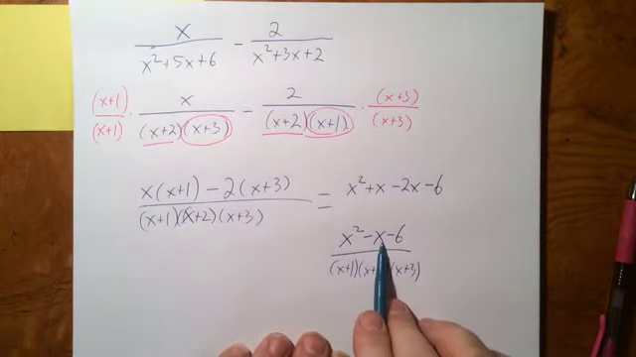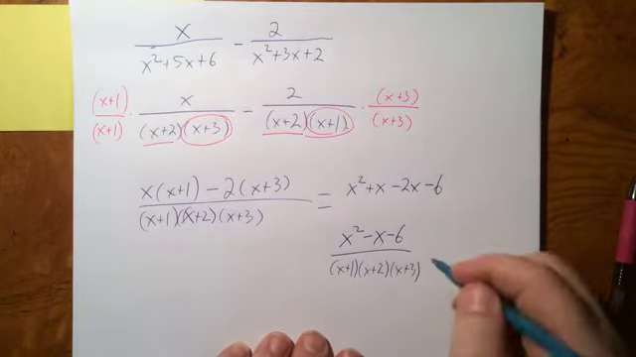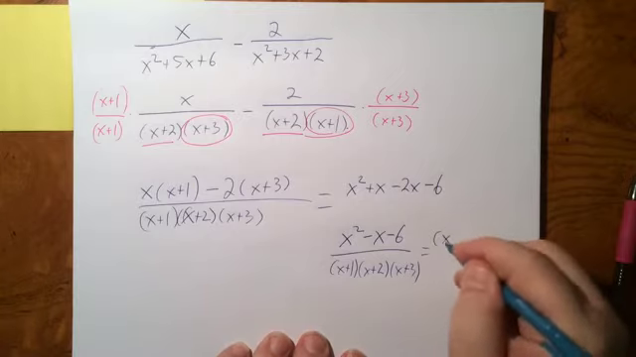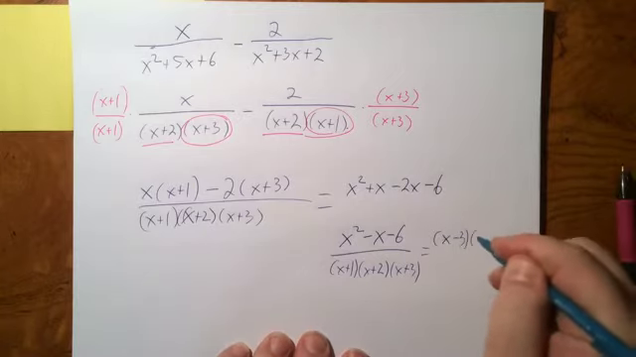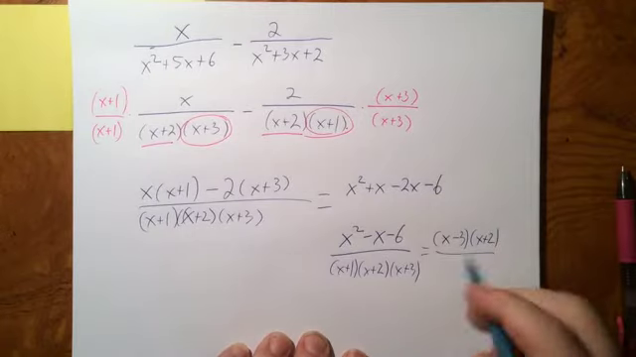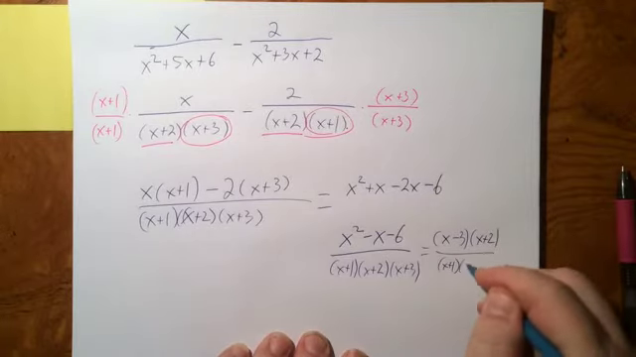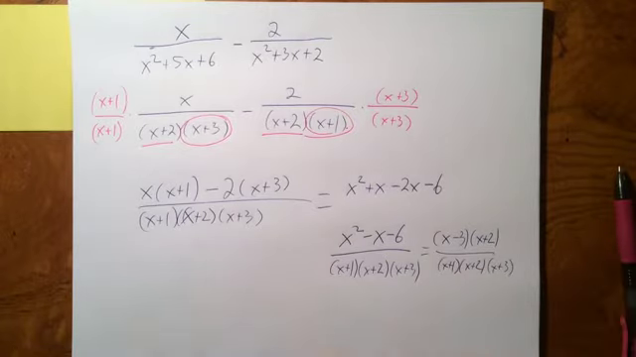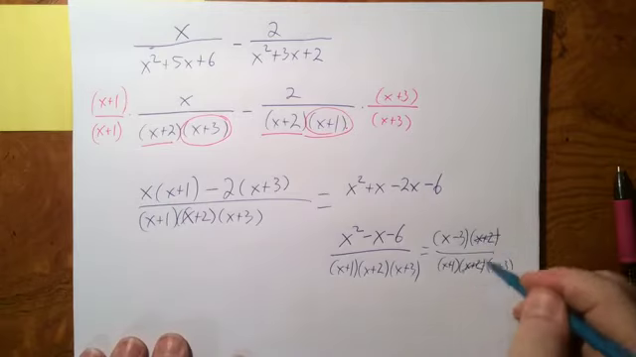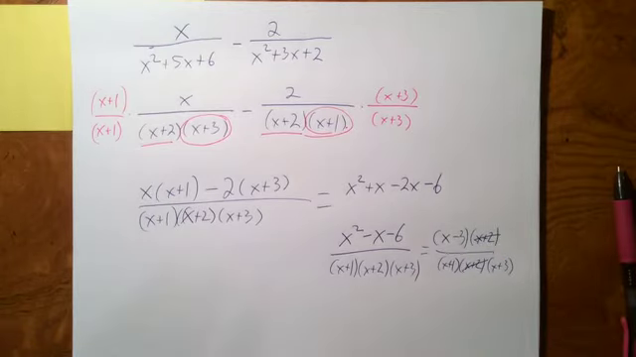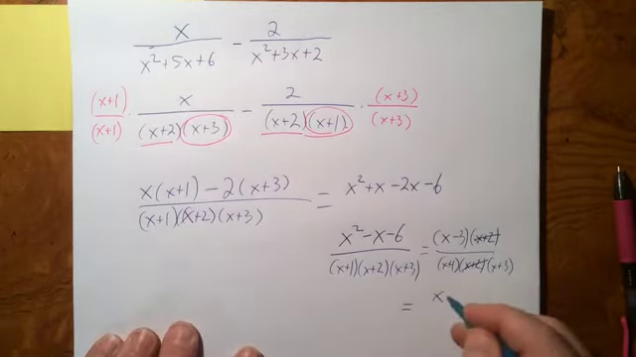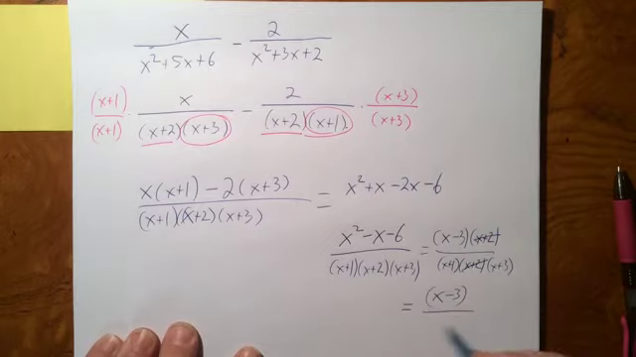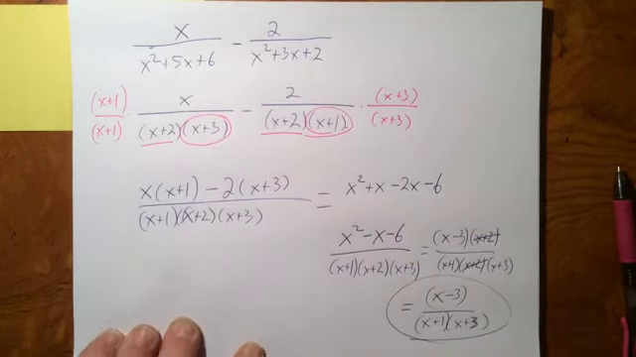I see here I have a binomial or a trinomial on the top. Yes, I can factor it. And when I write it as x minus 3 times x plus 2 over x plus 1 times x plus 2 times x plus 3, I notice that yes, factoring this result is going to yield me a binomial factor at top and bottom that I can reduce, giving me a final result of x minus 3 over x plus 1 times x plus 3, giving me my final answer to this question.